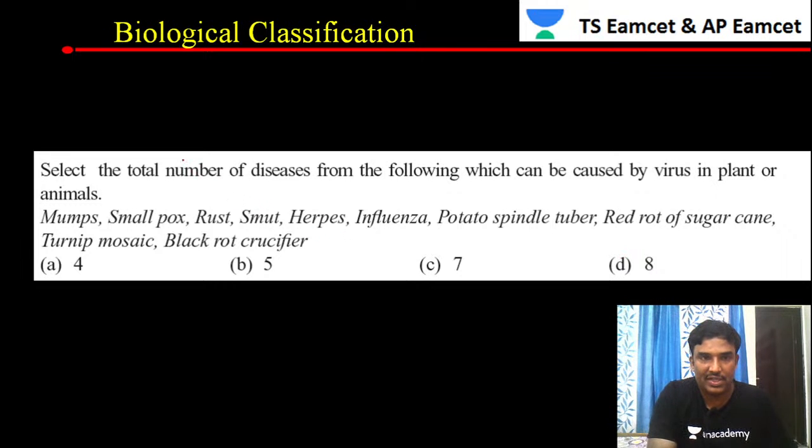Okay students, now let us see this question. Select the total number of diseases from the following which can be caused by virus in plants or animals.